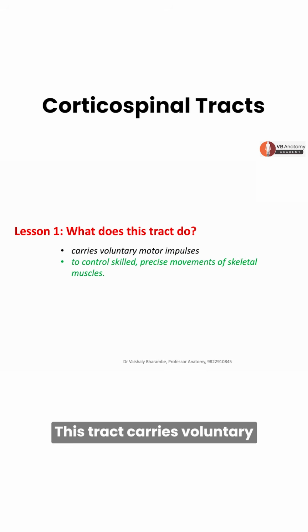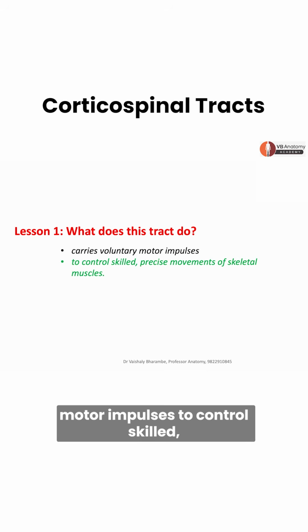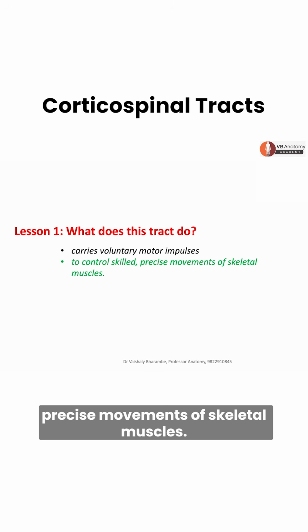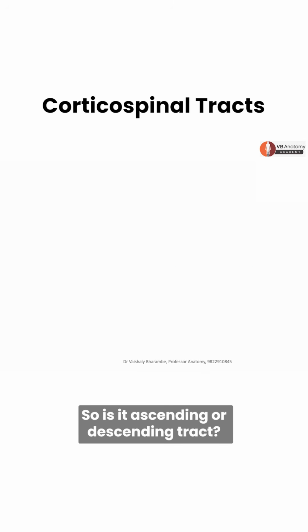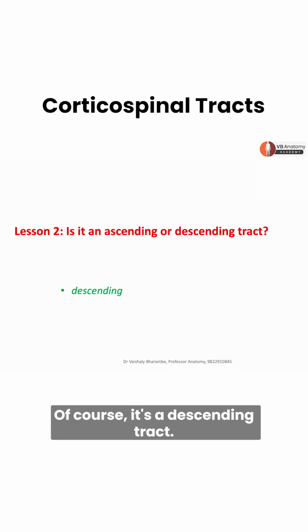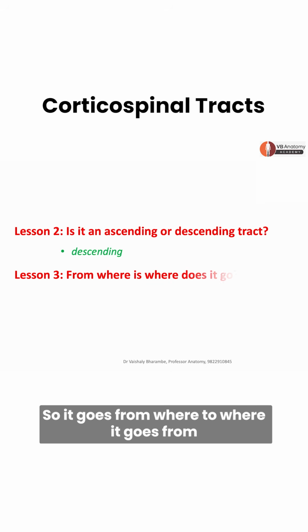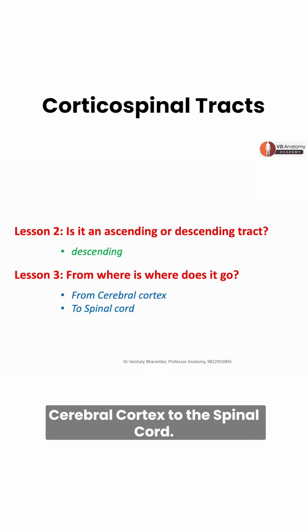What does this tract do? This tract carries voluntary motor impulses to control skilled, precise movements of skeletal muscles. So is it an ascending or descending tract? Of course, it's a descending tract. So it goes from where to where? It goes from the cerebral cortex to the spinal cord.